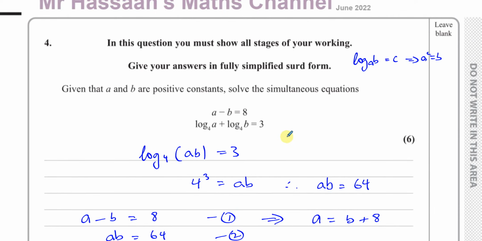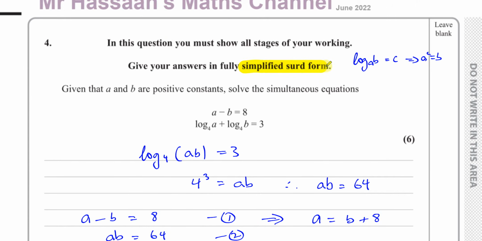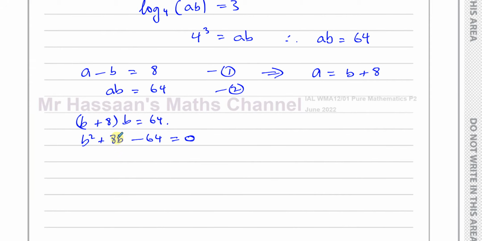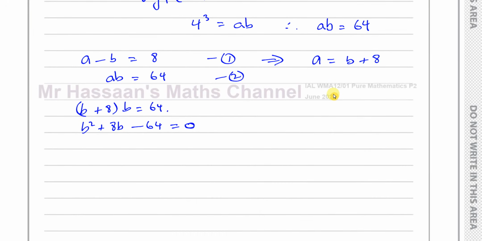Now the question says you must show all stages of your working and give your answers in fully simplified surd form. So that's a clue to me that most probably this will not be able to be factorized. I don't think we can find two numbers that multiply to give you negative 64 and add up to 8. They both have to have different signs. You've got 16 times 4, that gives you 12 when you add them together with different signs. I don't think there's any way of doing it, and what confirms that to me is this statement here: give your answers in fully simplified surd form. So I'm not going to bother trying to factorize this.